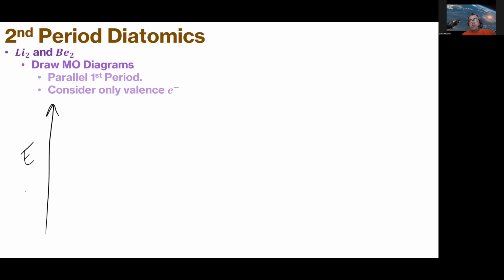So if we look at lithium, lithium has 1s2, 2s1. If we're doing dilithium, which is what I'm going to do first, then you're going to have a 1s overlap of 1s, so that's going to give us a sigma 1s and a sigma 1s star, and then you're going to have a 2s overlap of 2s, which is going to give us a sigma 2s and a sigma 2s star. But every time we do this, the sigma 1s and the sigma 1s star will always be full.